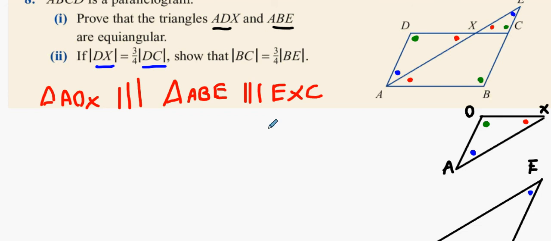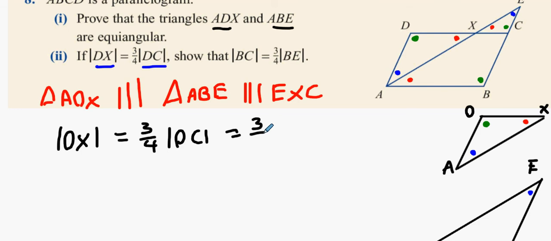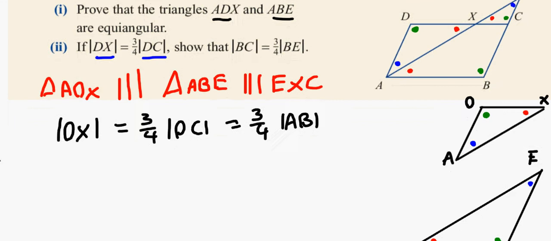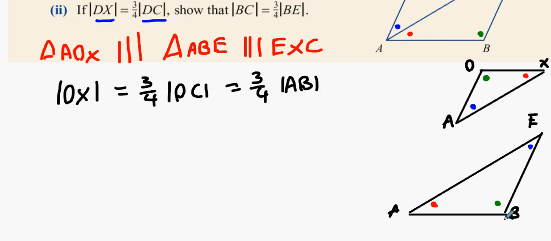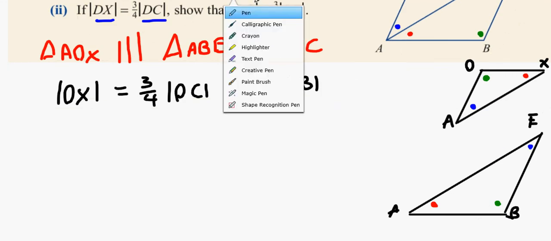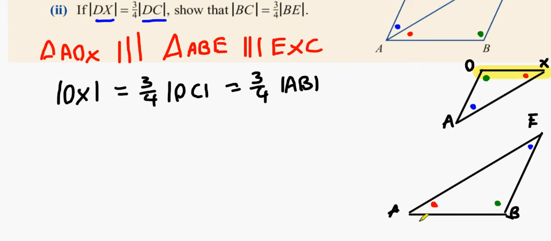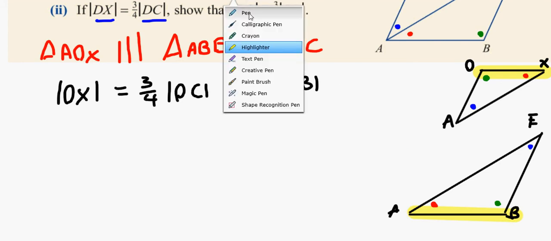And then we want to prove that BC is 3/4 of BE. Well, that's no big deal because DX equals 3/4 of DC. But 3/4 of DC is actually also 3/4 of AB. Okay? So DX is 3/4 of AB. And you can see these are corresponding sides. So this means that the small triangle is 3/4 of the big triangle.